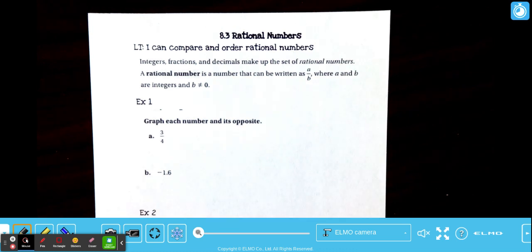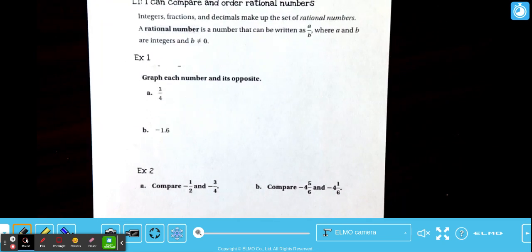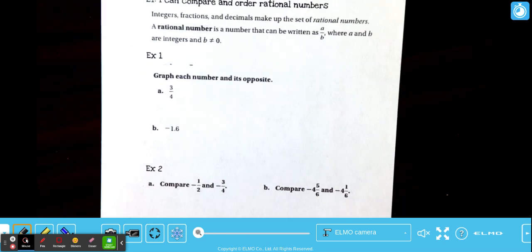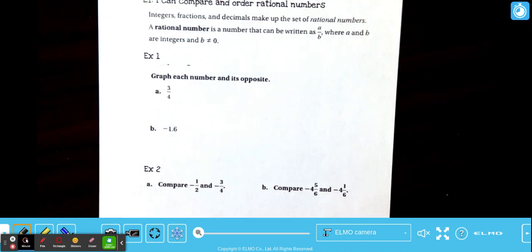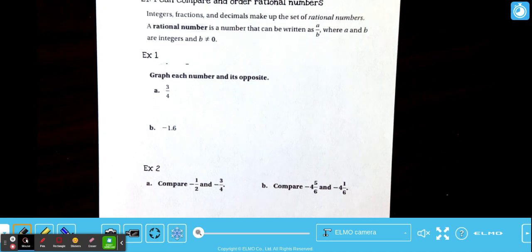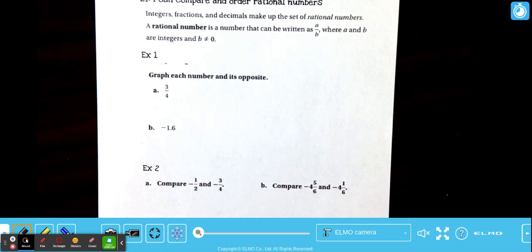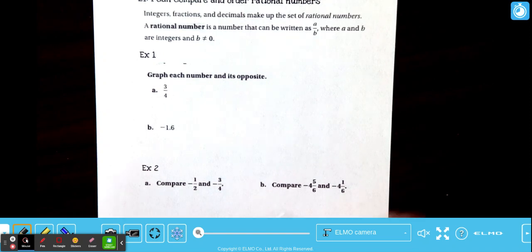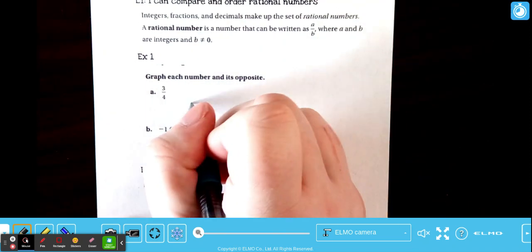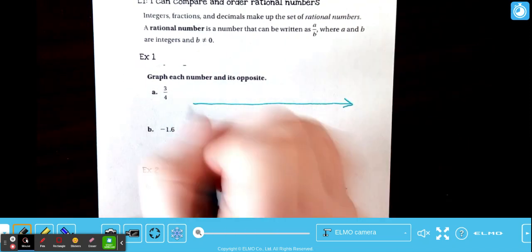So our first example says graph each number and its opposite. So we have 3/4. What do we think the opposite of 3/4 is? 4/3 would be, it's called the inverse. That's where you flip it upside down. So what's the opposite of 3/4, Josiah? Yep, -3/4.